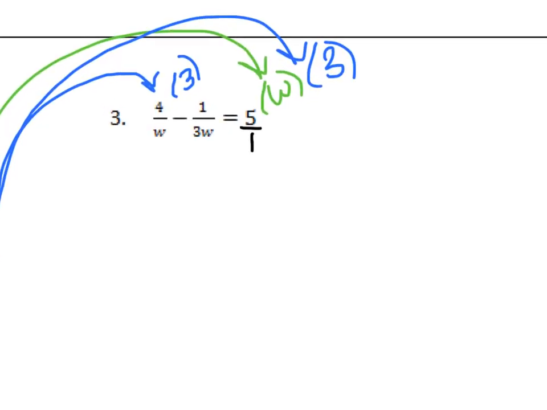So now the first one, we're going to go 4 times 3, which is 12, minus the 1 because we're not changing the second fraction. And then the third fraction, we multiply 5 times w times 3. Well, 5 times w is 5w, times 3 is 15w. On the left side, 12 minus 1 is 11.